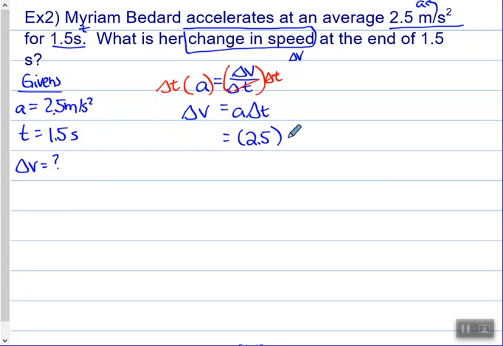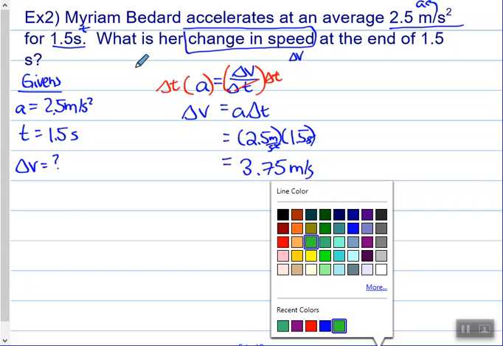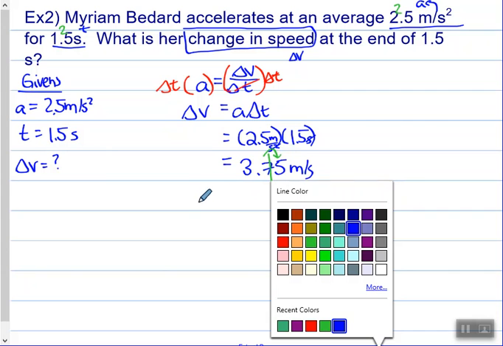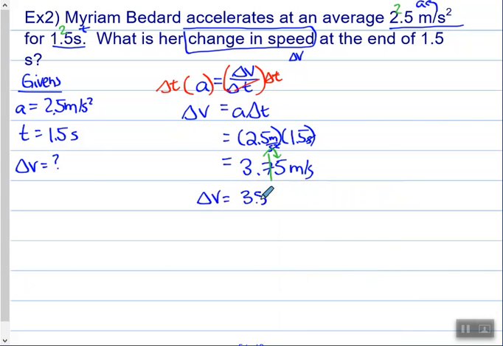So 2.5 times 1.5. If I just put my units in here, you do not have to, 1.5 seconds. We'll see that seconds cancels out up here. One of those seconds cancels here, so we get meters per second, which are our units for velocity, so we're good. And then 2.5 times 1.5, we get 3.75 meters per second. Taking a look at our significant figures, we have 2 here and 2 here, so I need to cut it off after 2. So cut off, take a peek over, and we get delta V equals 3.8 meters per second.